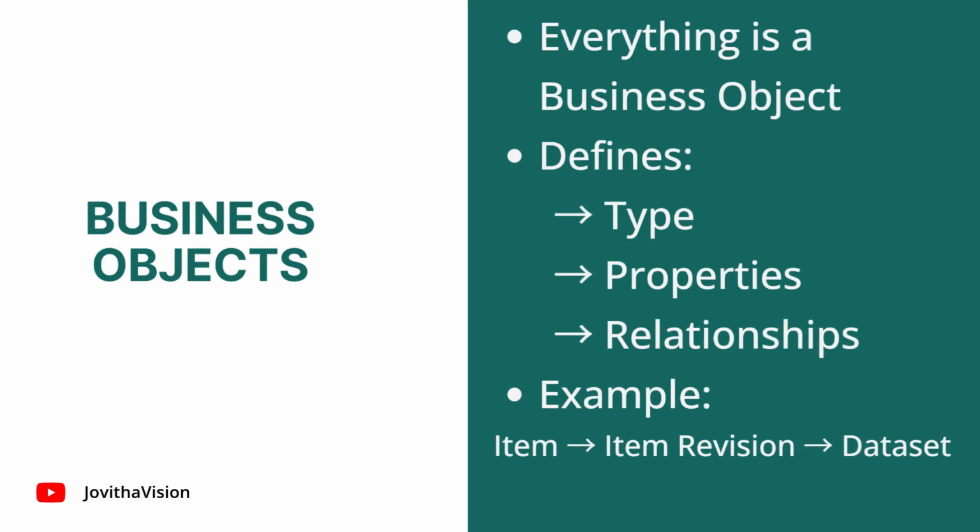What is a business object? Everything in Teamcenter is based on something called a business object. For example, item is a business object, dataset is a business object, item revision is also a business object. A business object defines what type of object it is, what properties it contains, what relationships it supports. So, when you create something in Teamcenter, you are actually creating an instance of a business object. BMIDE defines those object types.